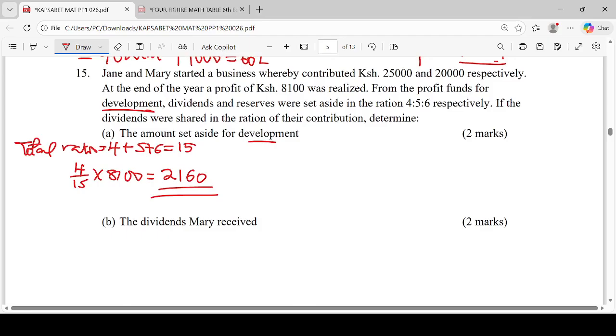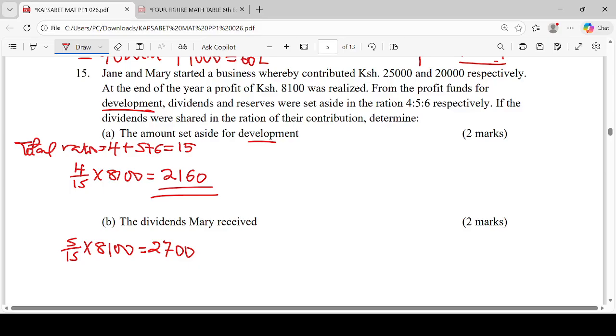Part B of the question, the dividends Mary received. Let's look at Mary. So dividends, they were shared in the ratio 5. The dividends is 5/15 of the profit. So first of all, let's get 5/15 of the dividends obtained from the profit of 8100. So when you have 5/15 times 8100, this gives you 2700. So Mary received 2700 from the profit as dividends.